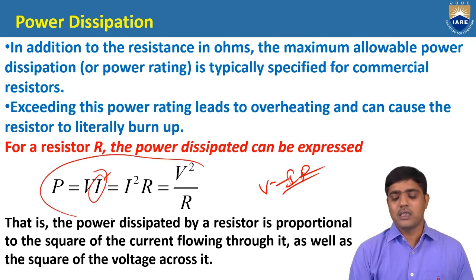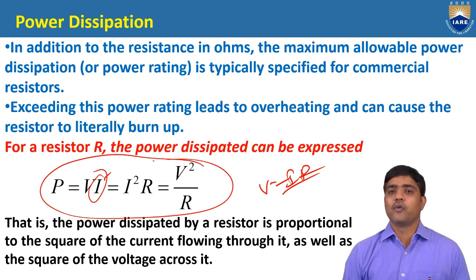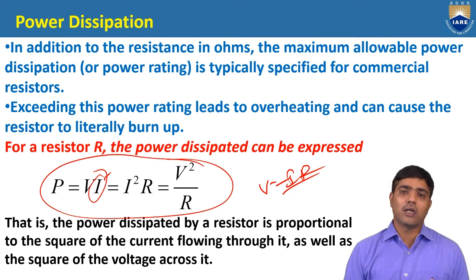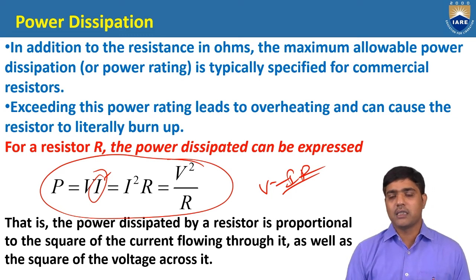By using all these three relationships, if you know any two quantities, either the voltage, current, or resistance, you can find out the power dissipation that takes place in that particular resistor. So this is power dissipation in a resistor.